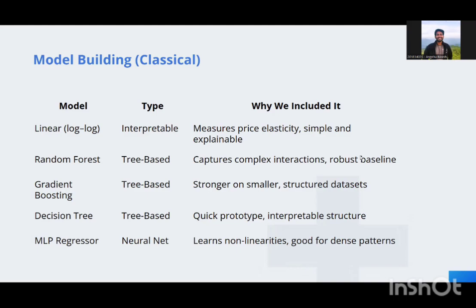Now we will start from the model building part of our project, and we begin by testing five regression models. Our baseline model was a log linear regression model, which is ideal for estimating price elasticity. We also added decision tree, random forest and gradient boosting to capture the non-linear patterns. We also tested the MLP regressor, which is a shallow neural net, to see if we can find any deeper relationships. In the next slide, you can see all the model evaluation results.